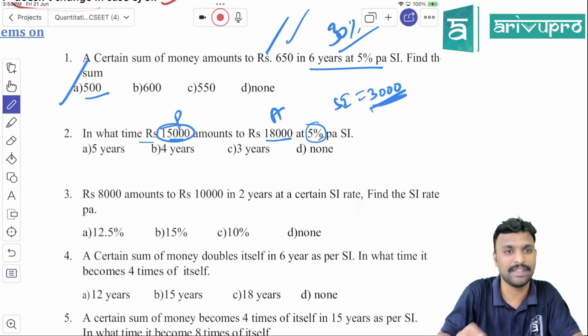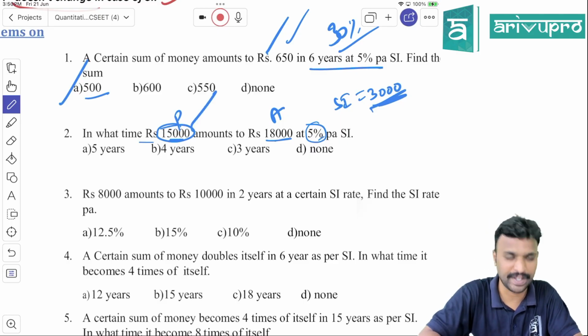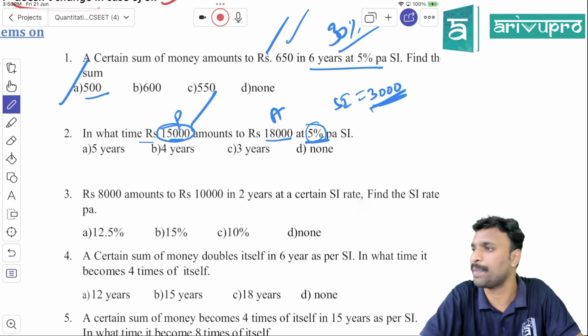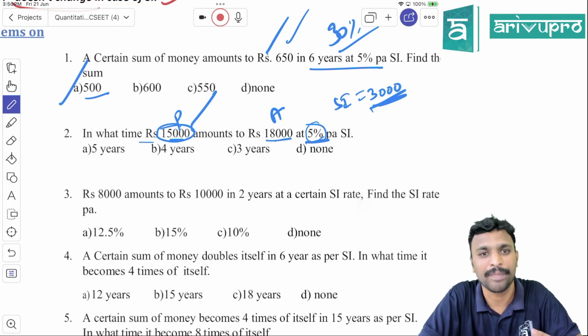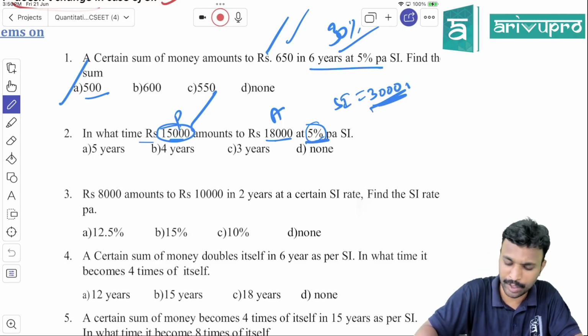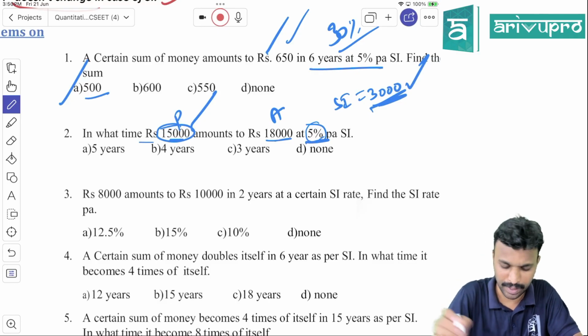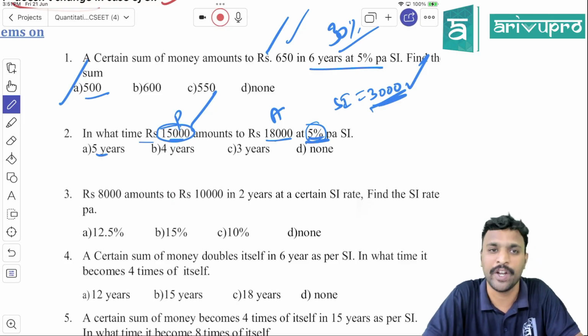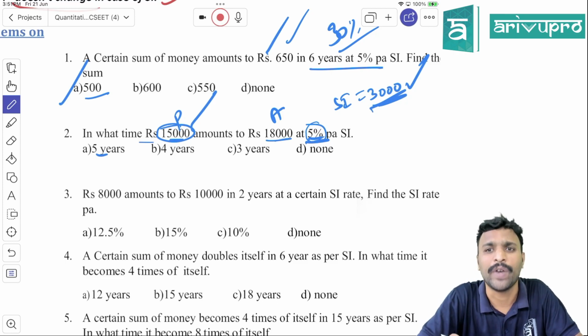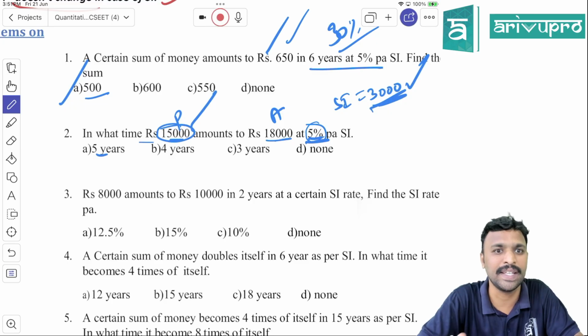See, SI you should get is 3,000. Principal is 15,000. PTR percentage is only SI. Rate of interest is given. Now where is the time? In the option. PTR percentage should give 3,000. Tell me, now 5 into 5, 25%. 25% of 15,000 is how much? 3,750. Half is 7,500, quarter is 3,750.